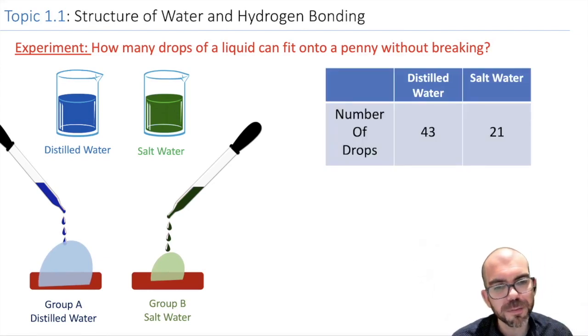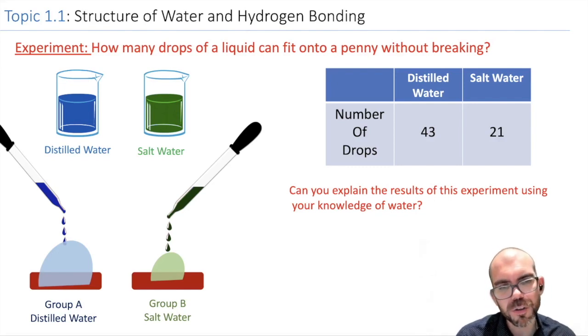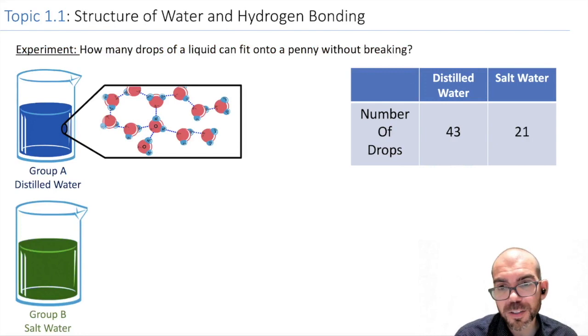Here's some actual data from my classes in the past. With distilled water, they could do 43 drops of water without it bursting. With salt water, only 21. Could you explain why this is happening? What is causing distilled water to be able to form a larger droplet than salt water, or conversely, why can't salt water form a larger droplet? Well, it's because of that hydrogen bonding.